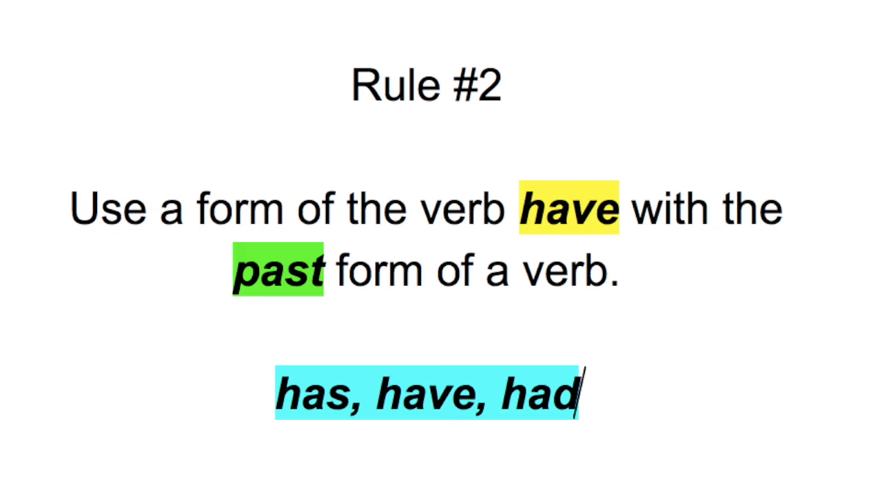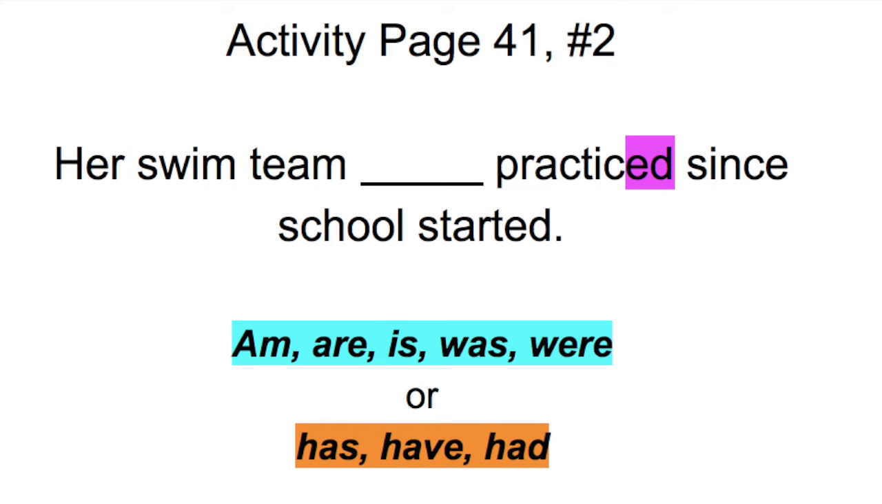Okay, the second rule in using helping verbs is use a form of the verb have with the past form of most verbs. And those three forms are has, have, and had. Those are all past tense. All right, for our example, we're going to look at number 2 on your activity page 41. And yes, I am helping you with the answers to the first couple of questions. You're welcome.